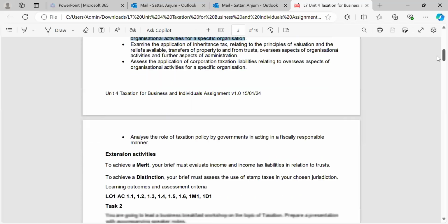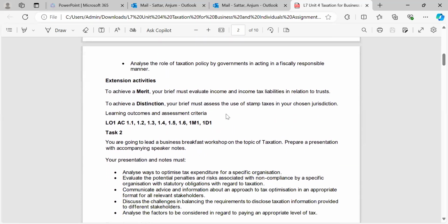That's what we have. If you look underneath, we've been given 1.1, 1.2, 1.3, 1.4, 1.5, 1.6, 1M and 1D. That's all about lesson 1. So you have to open the lesson 1 lecture slides and answer these questions. Then of course the merit and distinction criteria are good to work towards. Anybody, any question here, please? That's our task 1, lesson 1.